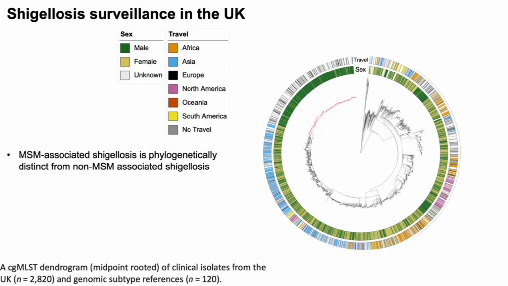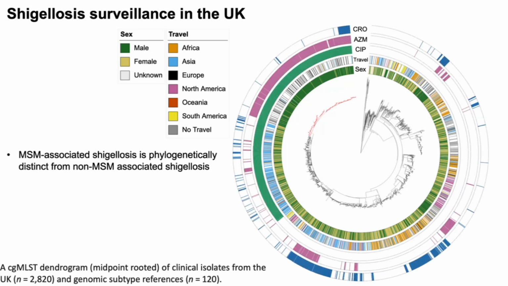As you can see on the travel ring, there's that blue patch, which is travel to Asia. And then before that, there's travel to Africa. And then at the end where the MSM-associated isolates are, there's travel to Europe, which is lower risk, or just no travel whatsoever, or missing travel data, which is why some of it is white.